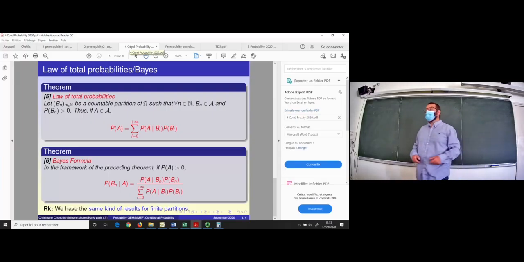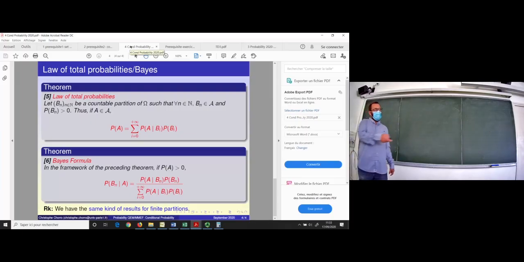So what is this formula? It seems to be very big, but in fact it's not. What is the denominator here? I have proved previously that it's just P of A. So I want to prove this one. Proof of theorem 6. First I remark that by theorem 5, I know that P of A, by the law of total probability, is equal to this one.